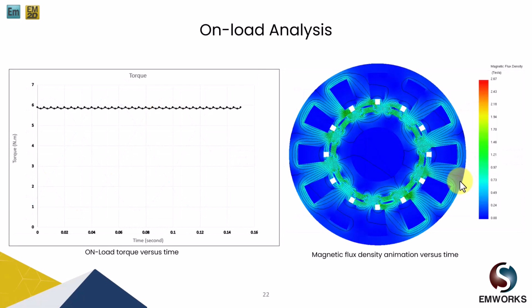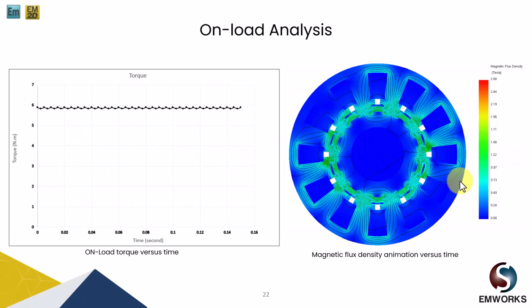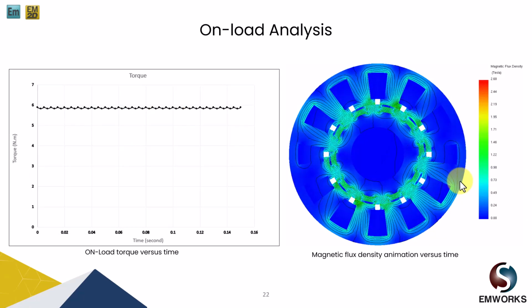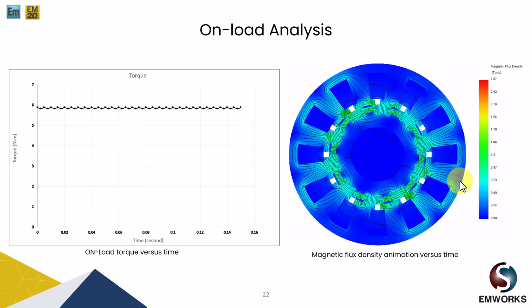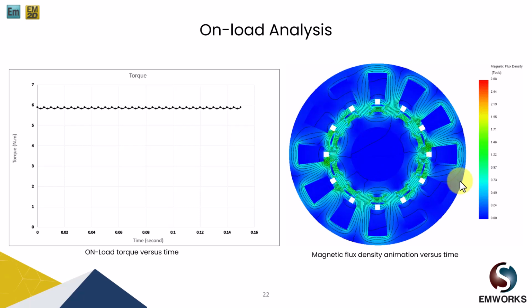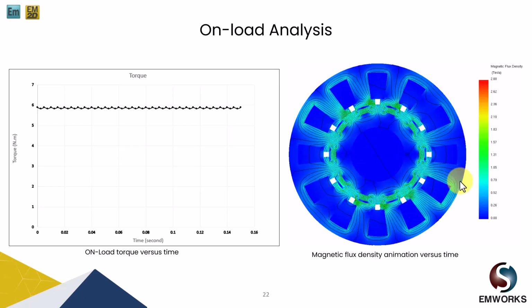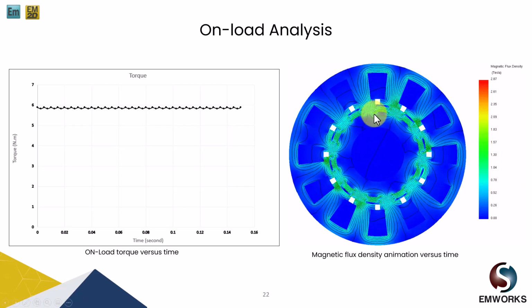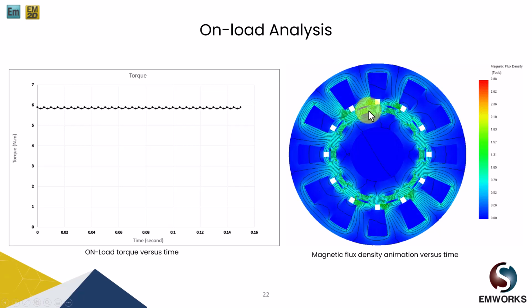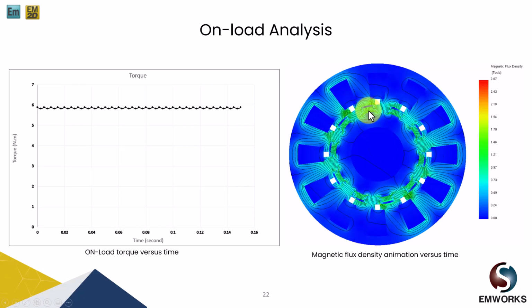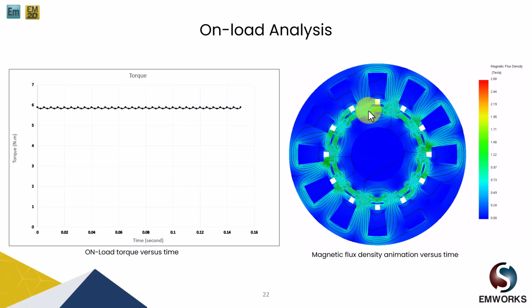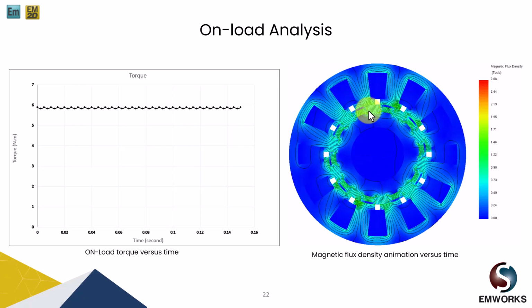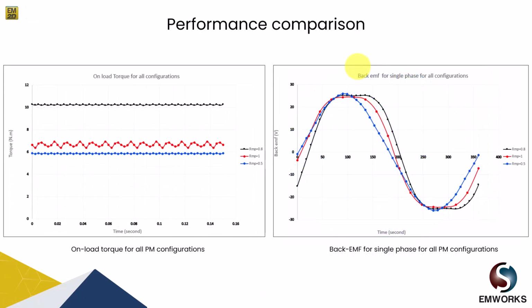Now if we obtain its on-load analysis, the electromagnetic torque is almost similar to what we obtained from the surface PMSM machine, but as we can see, the flux density in the motor has further increased. Still, the majority portion of the stator tooth and the body is well within the limit, close to 2 Tesla. So moving ahead, let us compare all the three different models.